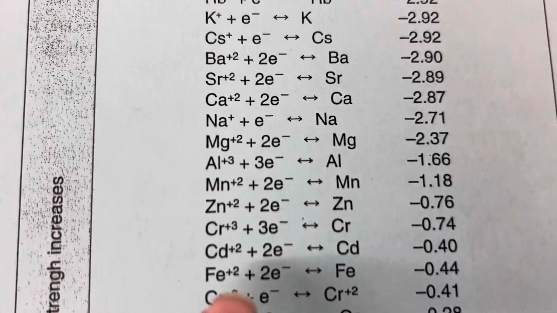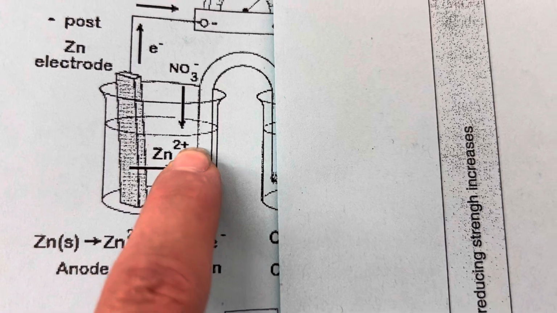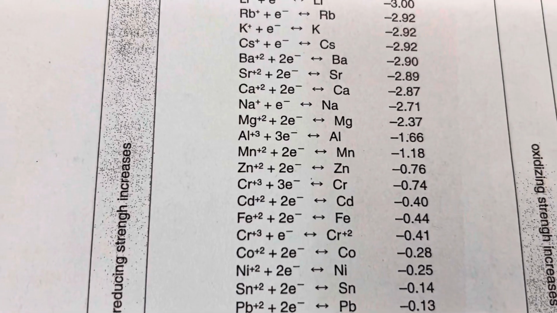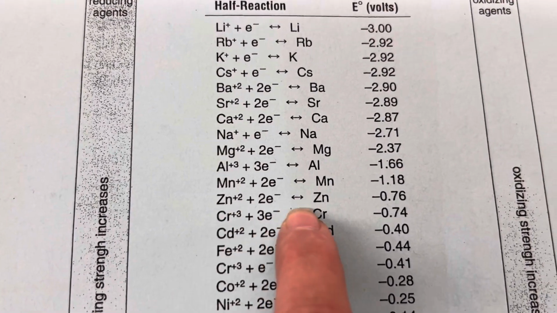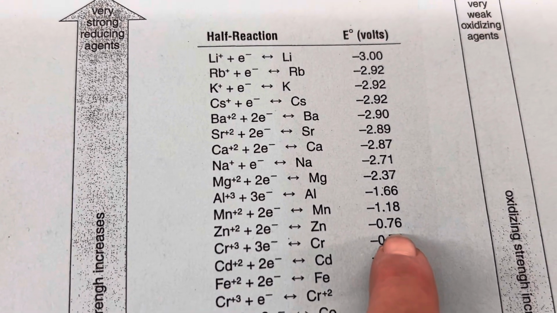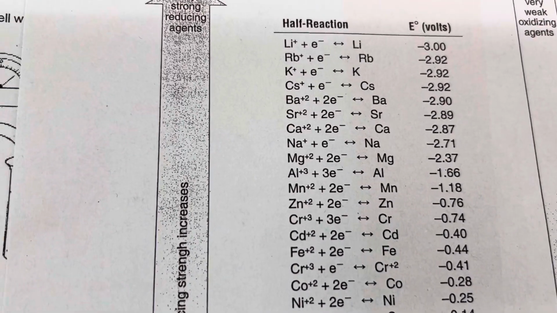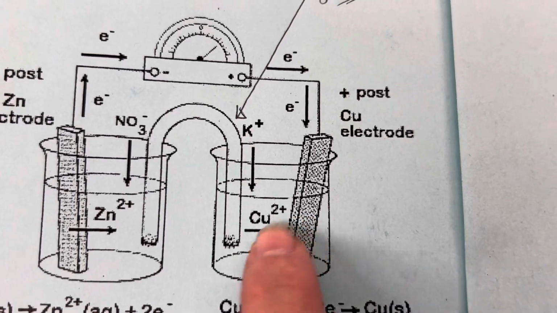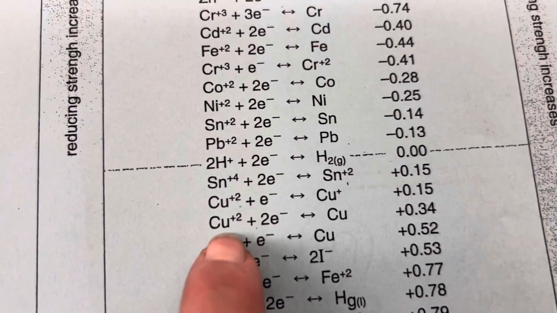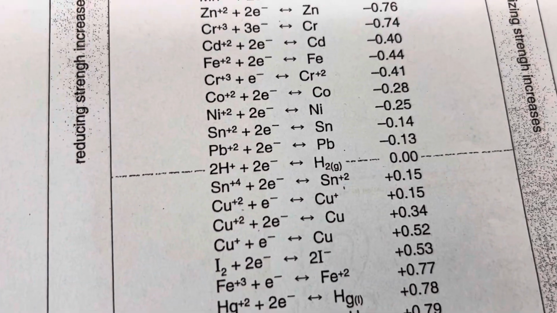But we want to find Zn²⁺, because here my picture shows Zn²⁺ going to zinc. So I find Zn²⁺ going to Zn. Right there it is. And I can see in this half reaction reduction value that the voltage is a negative 0.76 volts. And then I go and I look for my other guy, which is copper, Cu²⁺, and I see it's down here a little bit. Here's my Cu²⁺ plus my 2 electrons producing copper, and that has a positive 0.34 volts.